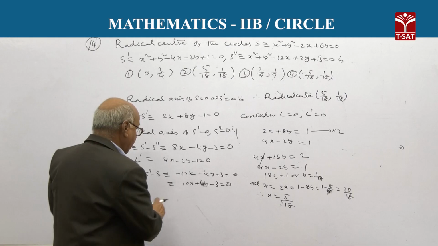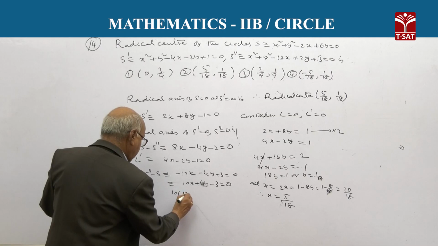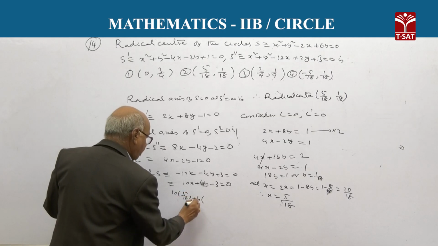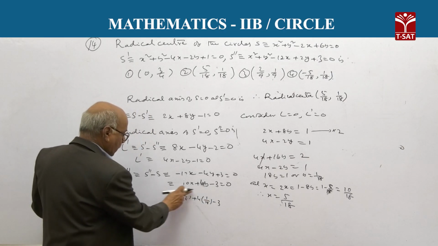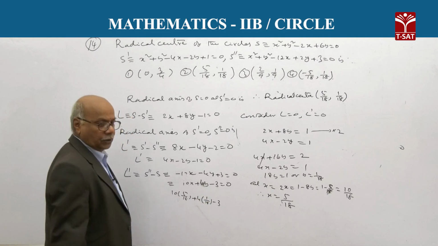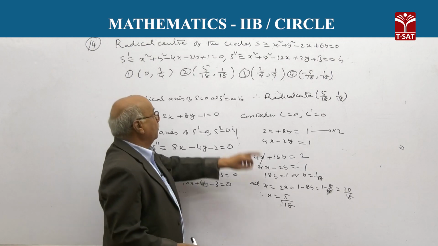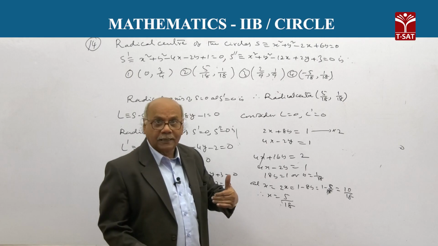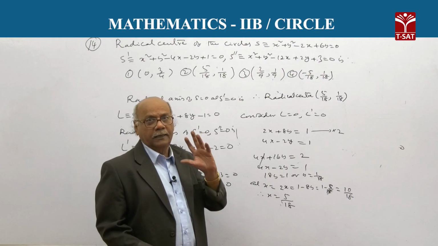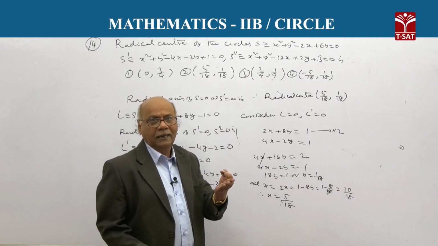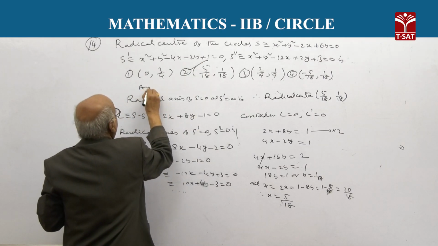So if you put 5 by 18 here, in this equation you will get 10 into 5 by 18 plus 4 into 1 by 18 minus 3. How much will you get? 50 plus 4, 54, and minus 18 into 3, minus 54, is equal to 0. So this point 5 by 18 and 1 by 18 also lies on the radical axis of S and S double dash. That means this point is the point of concurrence of the three radical axes. So the correct answer is answer number 2.